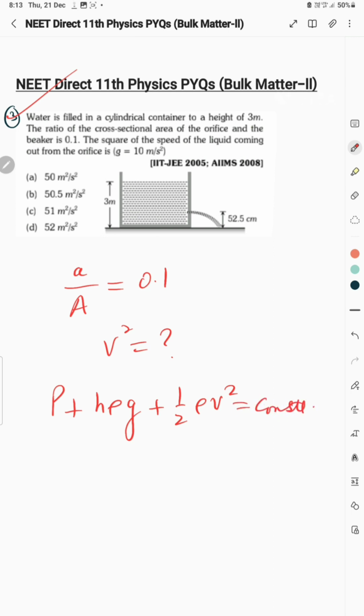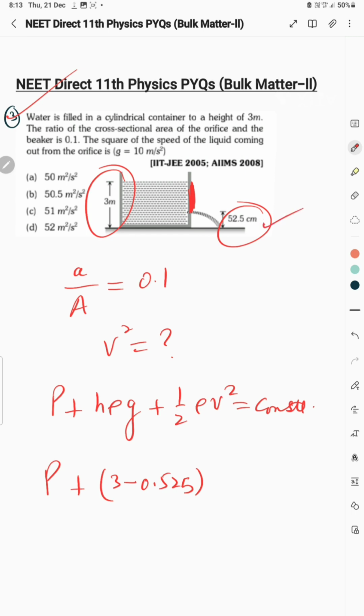Now, h in this problem stands for this height. First of all, I'll write pressure P. h means this minus this, so it's 3 meter minus 0.525 meters. This is h. Because it is in centimeter, I change this into meter. So this height means what I've written.